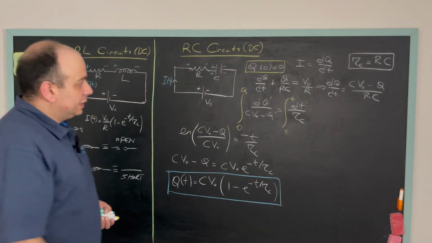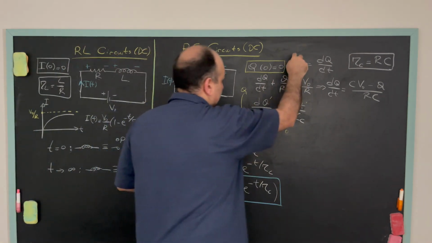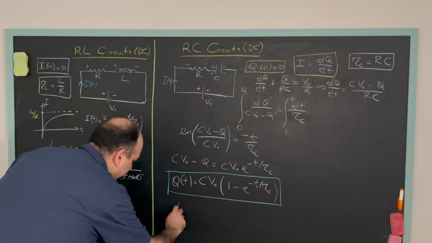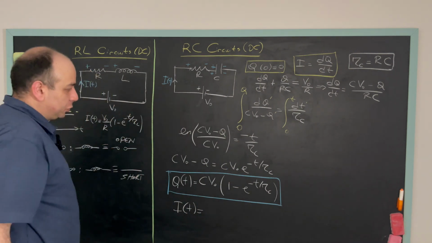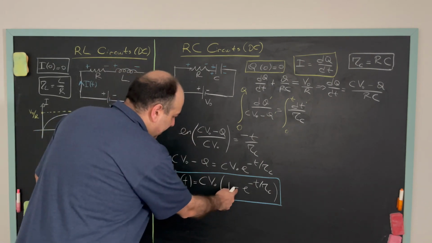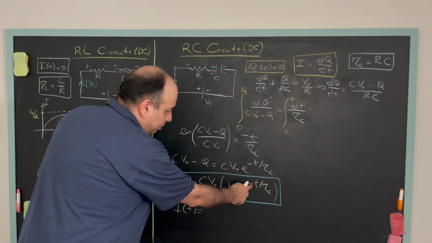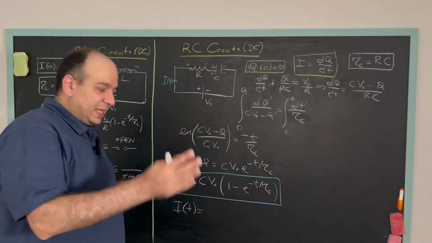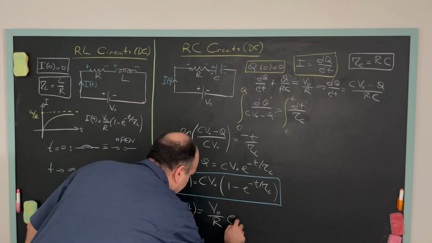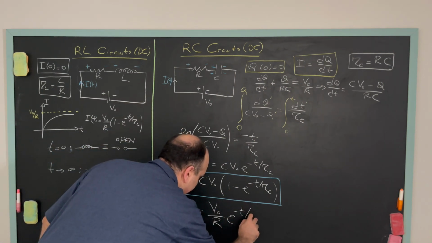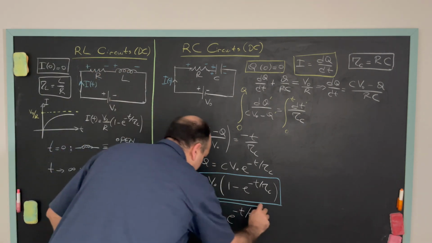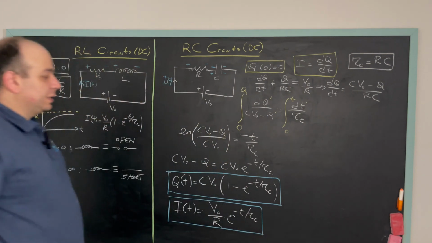Since the current is related to that, which is the first derivative, right? I can find the first derivative here. I of t is simply equal to C V naught, the derivative of 1 is 0, I'll have minus C times V naught times minus 1 over RC. So the C's cancel, I'll get V naught over R, the minuses also cancel, and I'll have e to the minus t over tau C, which is also RC, right? So this is how the current changes in the circuit.